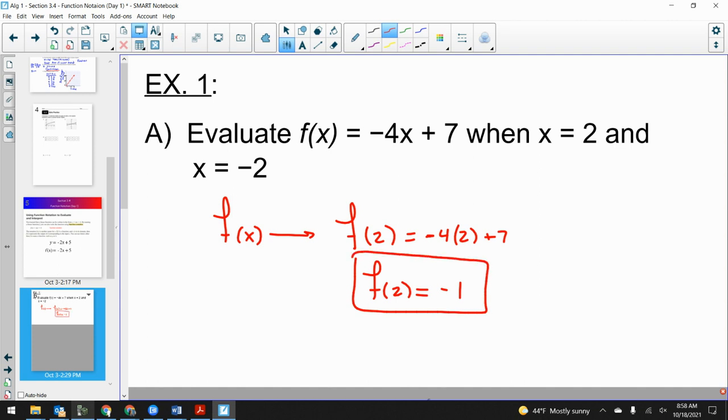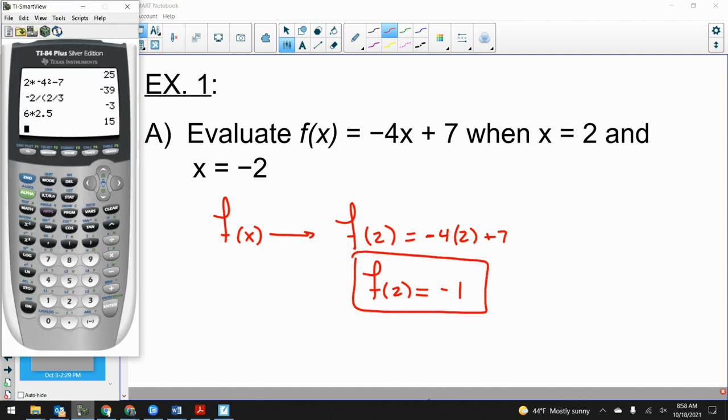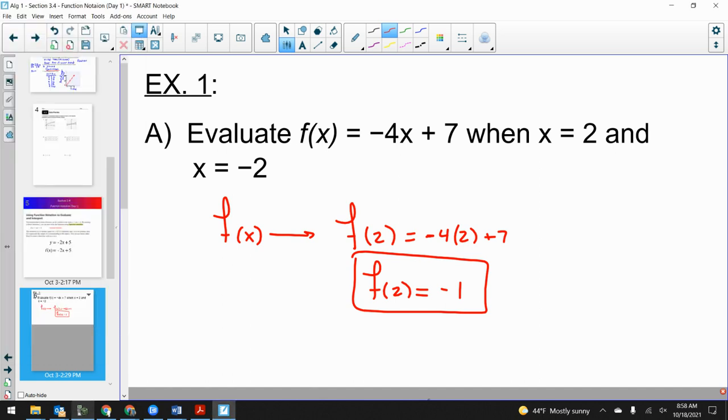Just plug it in. Negative 4 times 2 plus 7. Okay, that makes more sense. I got really confused how you got negative 1 out of 2. All I'm doing there is just taking the number that's in the parentheses and plugging it into the equation. The nice thing about function notation is that you can see input to output. You could see independent to dependent. You could see what's going in the equation to what I'm getting out.